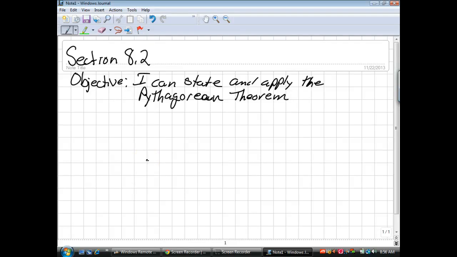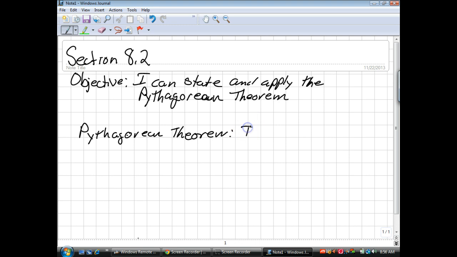Section 8.2. Our objective today is I can state and apply the Pythagorean Theorem. So, the Pythagorean Theorem, everyone should have seen already in a previous class.